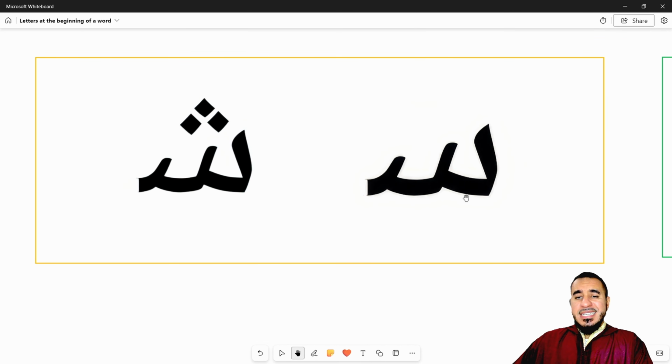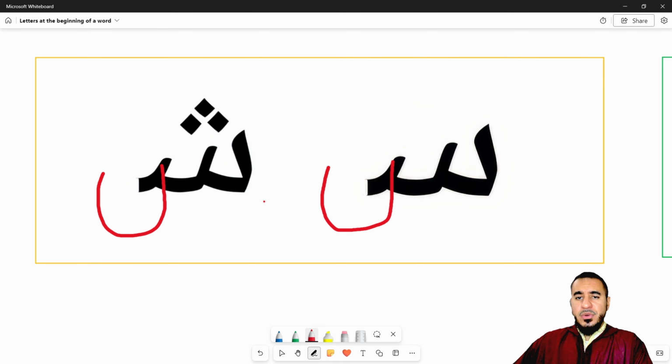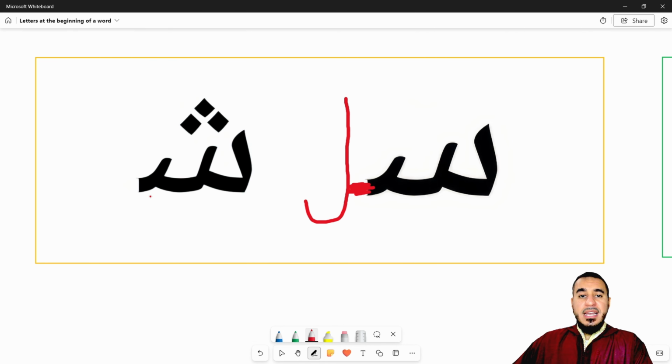Then we have the sin and the sheen. If you remember, the sin had like a little hook thing attached to it, but that has been done away with. Why? It's so that the sin can physically attach to the next letter from here, like this with the lam. And the same for the sheen. The sheen will physically attach to the next letter here as well. So the sin and the sheen.